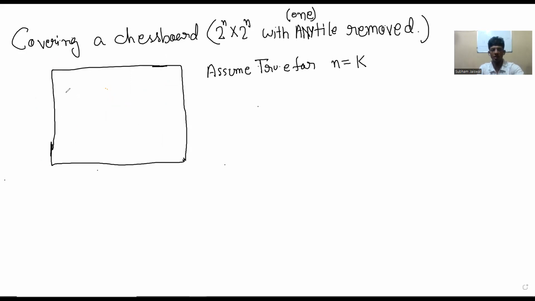So we cannot just give a direct one-step construction. We'll have to use the construction for n equal to k. So now you have a 2 to the k plus 1 by 2 to the k plus 1 board, and maybe somewhere one cell is removed.